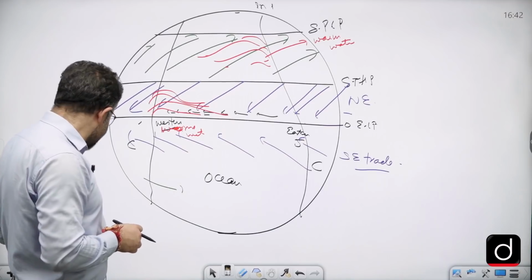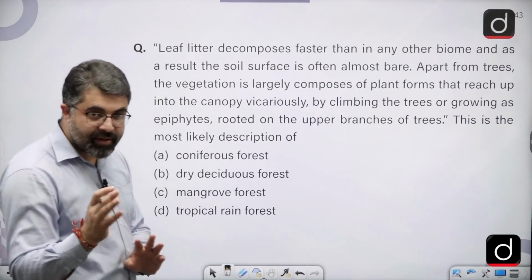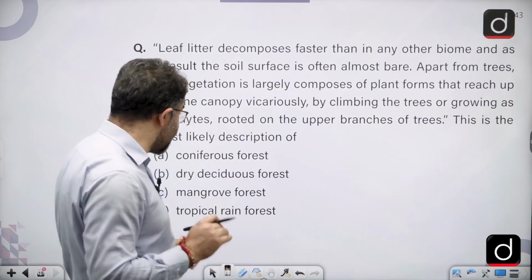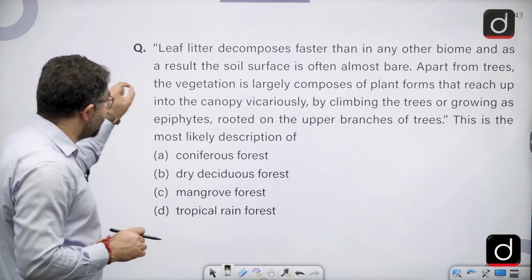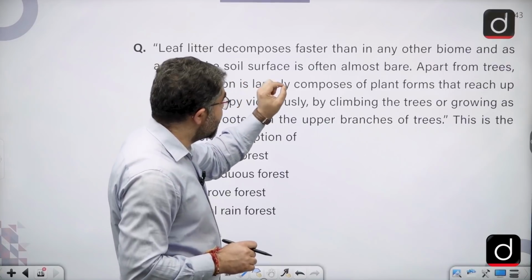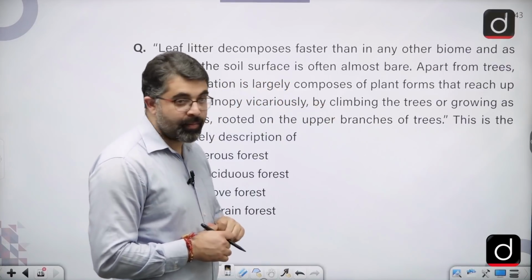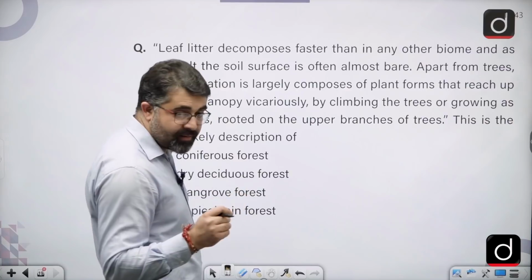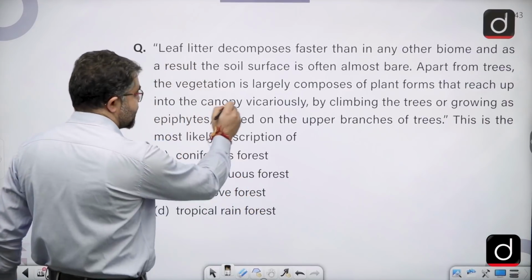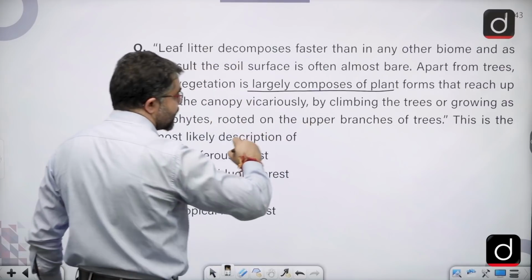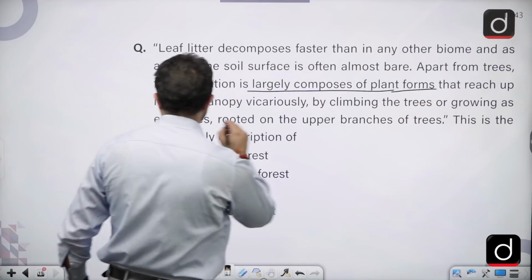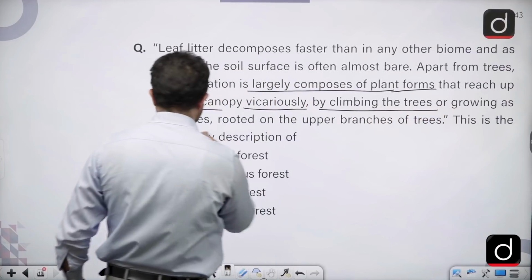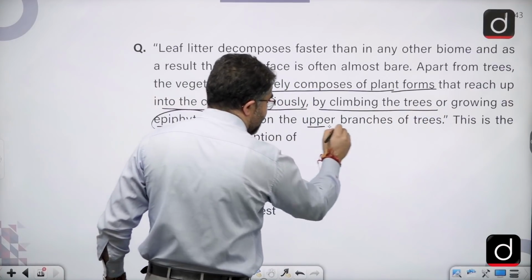Then is the last question in geography, ecology here. Same question is asked. In fact, it's a statement. Let's observe the statement carefully. Says leaf litter decomposes faster than in any other biome. As a result, the soil surface is often almost bare. Apart from trees, the vegetation is largely composed of plants, a plant form that reaches up to the canopy, by climbing the trees or growing as epiphytes rooted on the upper branches of the tree.